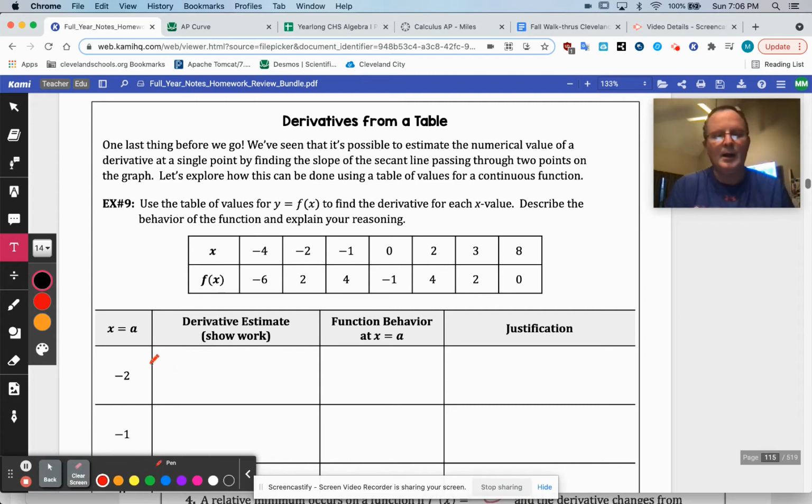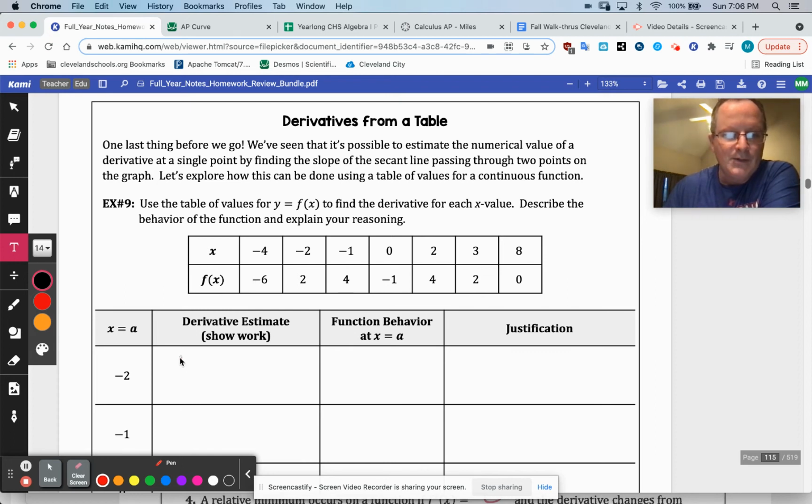All right, so our derivative estimate work at -2. My pen's not working. Now my pen is working. Okay, so here we go. If I'm going to go at -2 and estimate the derivative there, the slope there, I'm going to use these two bookends to make it work.